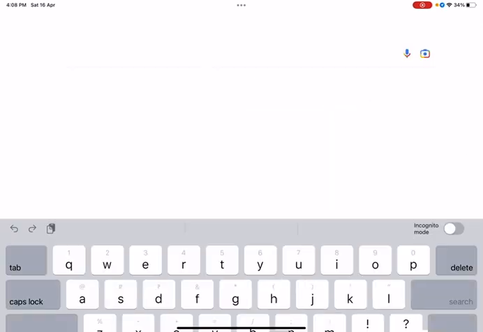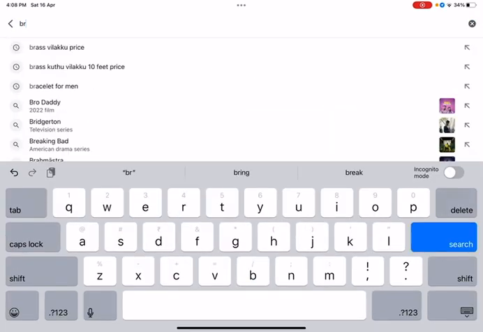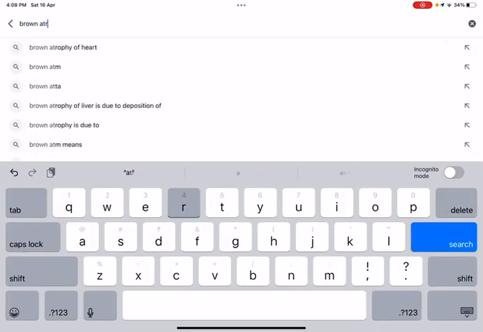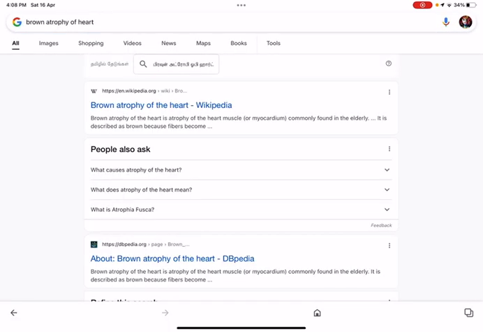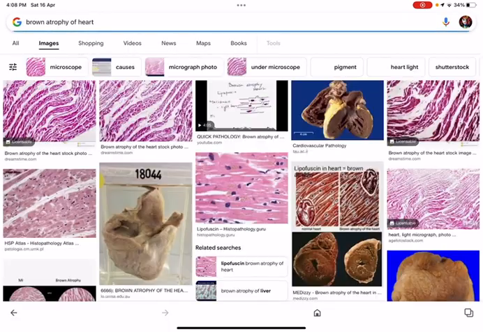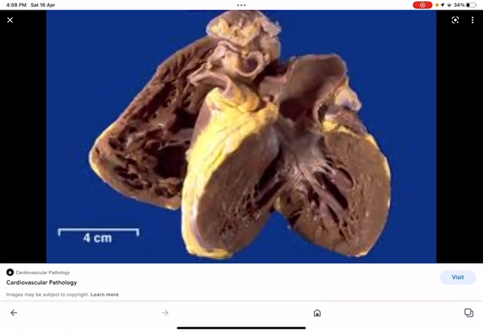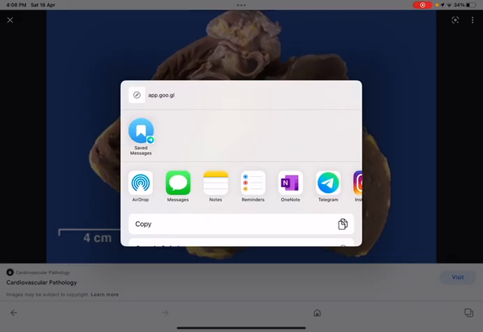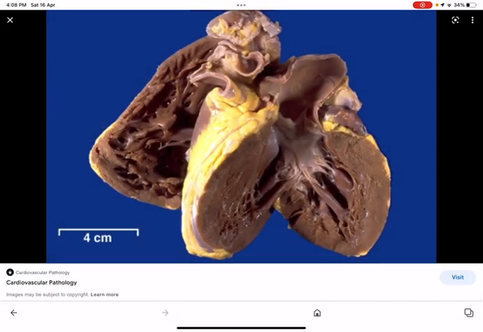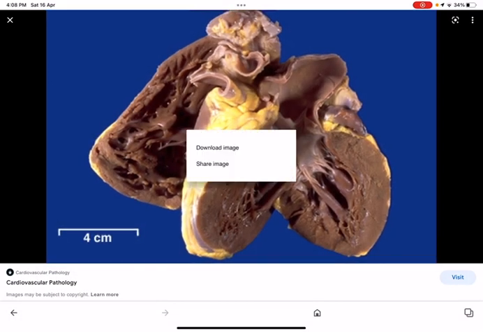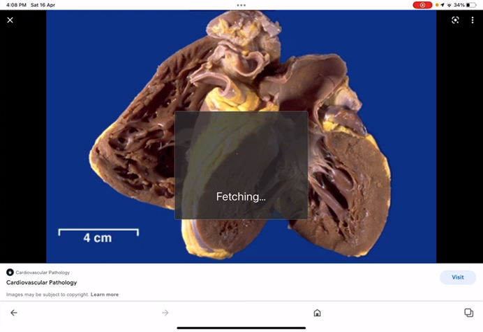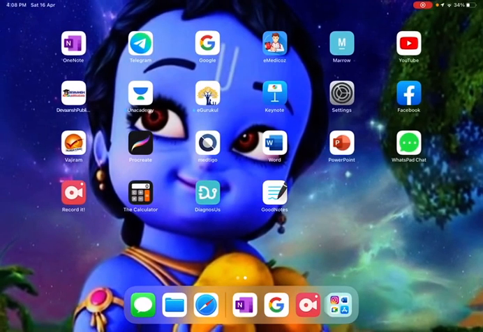Actually, in brown atrophy of the heart, what is happening? Here also the heart will undergo atrophy. Yes, this is the characteristic picture you can appreciate. See, this is brown atrophy of the heart. That is what is happening here.